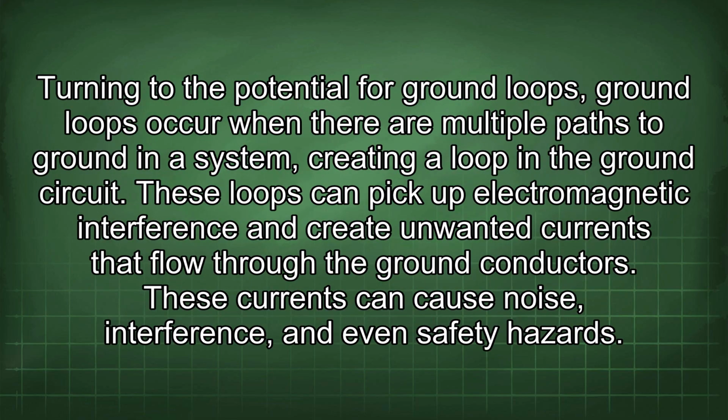Turning to the potential for ground loops. Ground loops occur when there are multiple paths to ground in a system, creating a loop in the ground circuit. These loops can pick up electromagnetic interference and create unwanted currents that flow through the ground conductors. These currents can cause noise, interference, and even safety hazards.